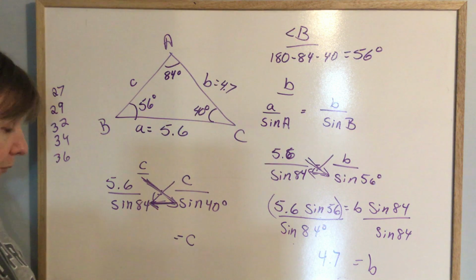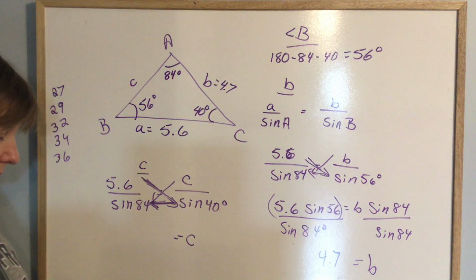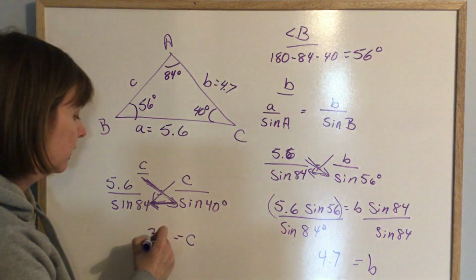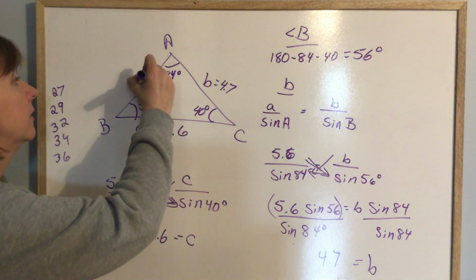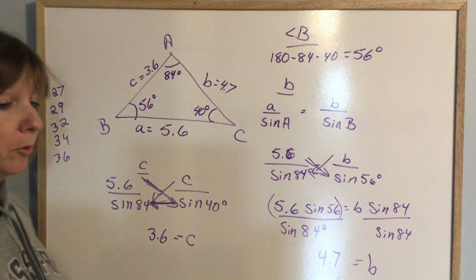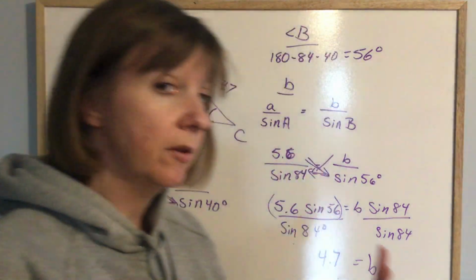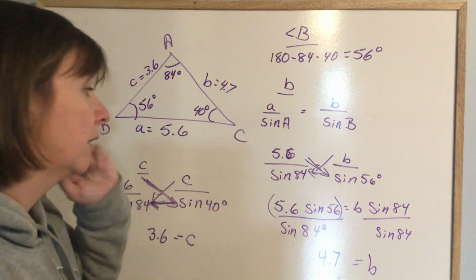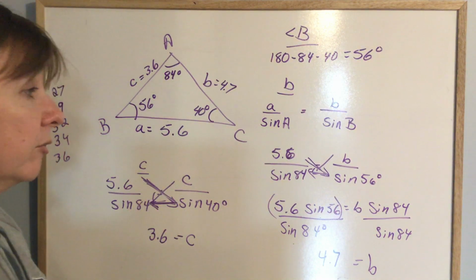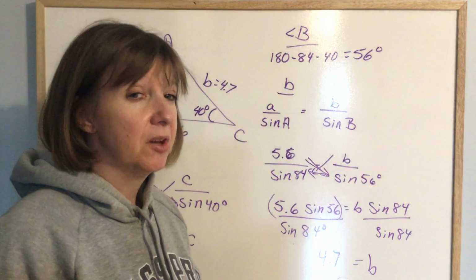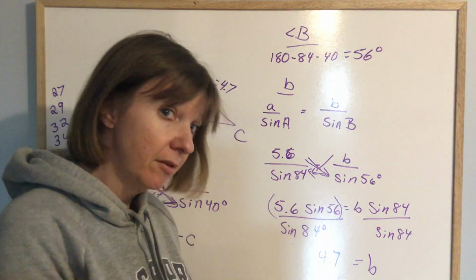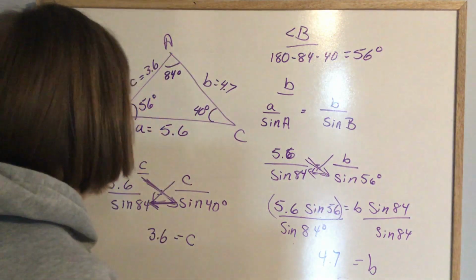So I'm going to do 5.6 times sine of 40, and I'm going to divide that by sine of 84. And I get 3.6. So C is 3.6. Now I'm not checking my answers at the back of the book. I'm assuming that I'm hitting all the buttons correctly. If I screw something up, it's likely because I hit a wrong button. My methods are right. Okay?